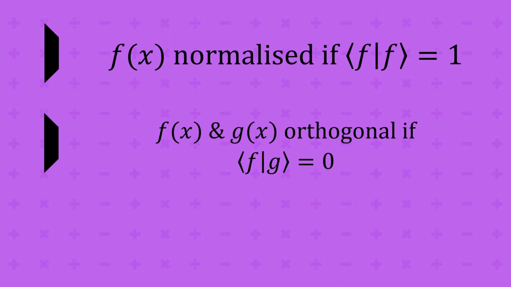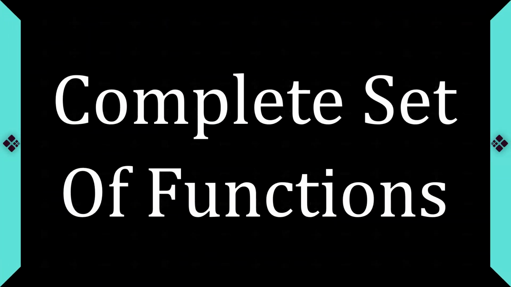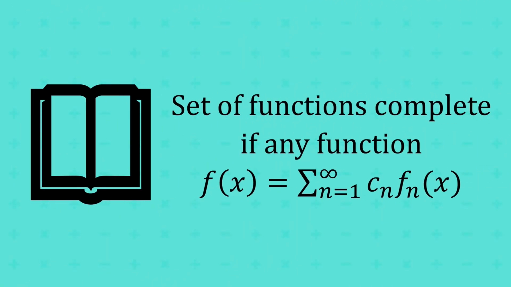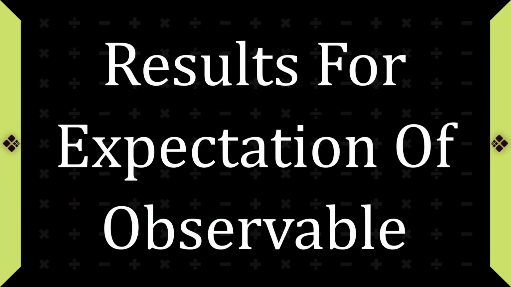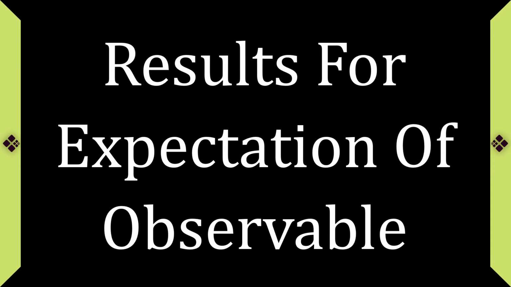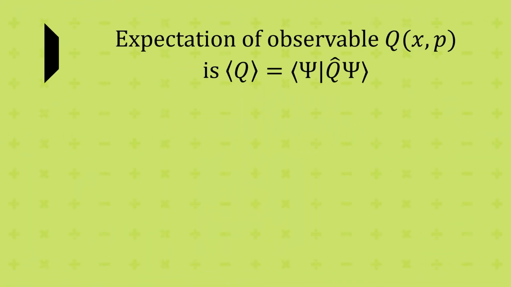Next, let's define being orthonormal. We say that f of x is normalized if its inner product with itself is equal to 1. We say that f and g are orthogonal if their inner product is equal to 0. A set of functions fn are orthonormal if they are normalized and mutually orthogonal. Now, let's define a complete set of functions. A set of functions is complete if any function in a Hilbert space can be expressed as a linear combination of the functions. If the set of functions fn of x are orthonormal, the coefficients cn are given by the inner product of fn with f.